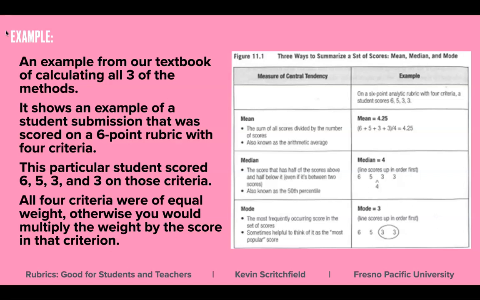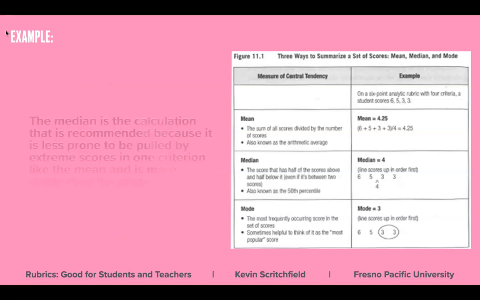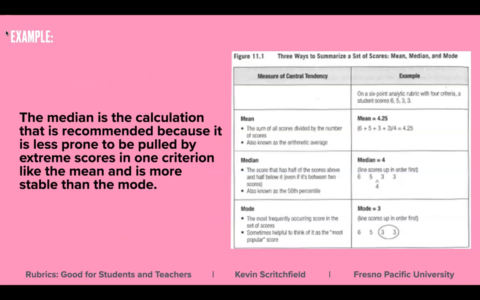Well, that may not be a great way to base their grade. I think a student would be upset if they got a 3 on a rubric where they scored 6 and 5 on 2 of the items. And so that may not be the best way. As you look at this example, our author recommends the median because it is less prone to be statistically pulled by extreme scores in one criterion, like the mean might be, or certainly the mode in our example here is. I'm just throwing that out as an example.